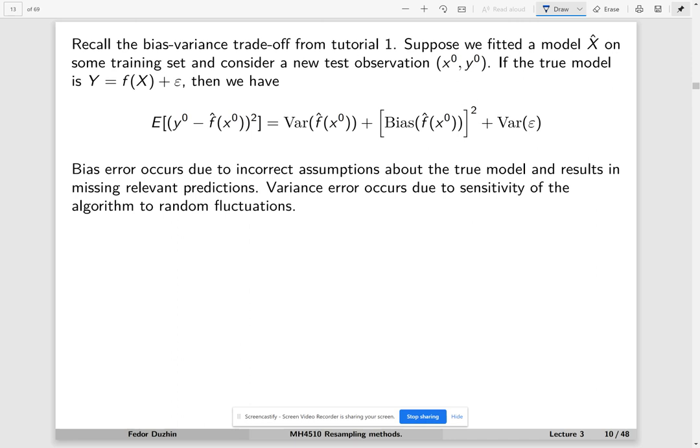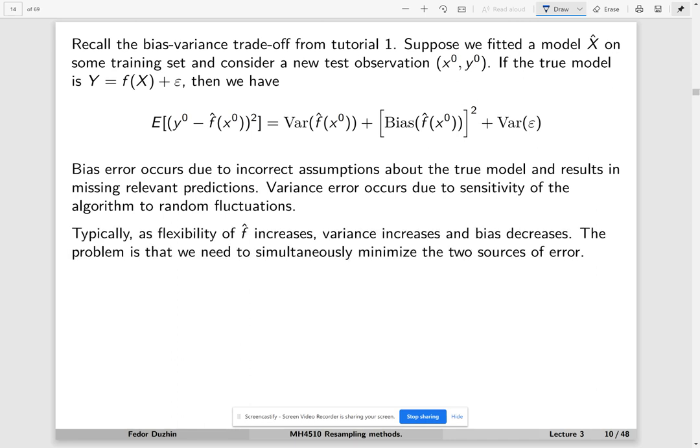So this bias error occurs due to the fact that our true model is not the same as our fitted model, because we never know the true model, so we don't know what the real f is. So we can only guess, right? And if our guess is close to the truth, then our model is not going to be biased a lot. So this bias tells us how closely we are to the truth. And variance occurs due to the sensitivity of our model fitting process to random fluctuations.